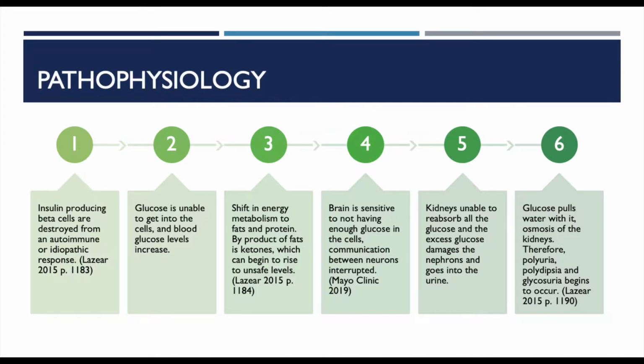The glucose that is unable to be reabsorbed passes through the kidneys, damages the nephrons, and continues into the urine. Glucose pulls water with it. Therefore, the high amounts of glucose being passed to the kidney promotes osmosis in the kidneys. This leads to polyuria, which promotes polydipsia and glycosuria.